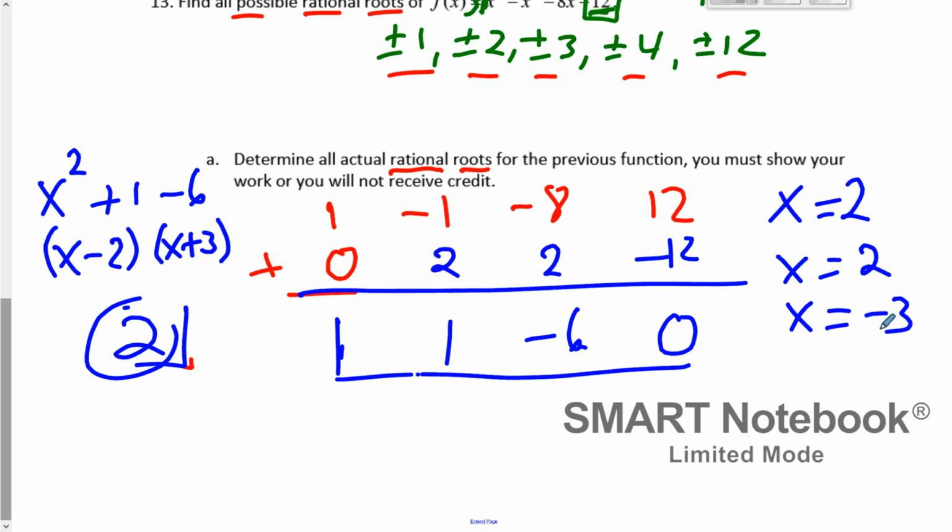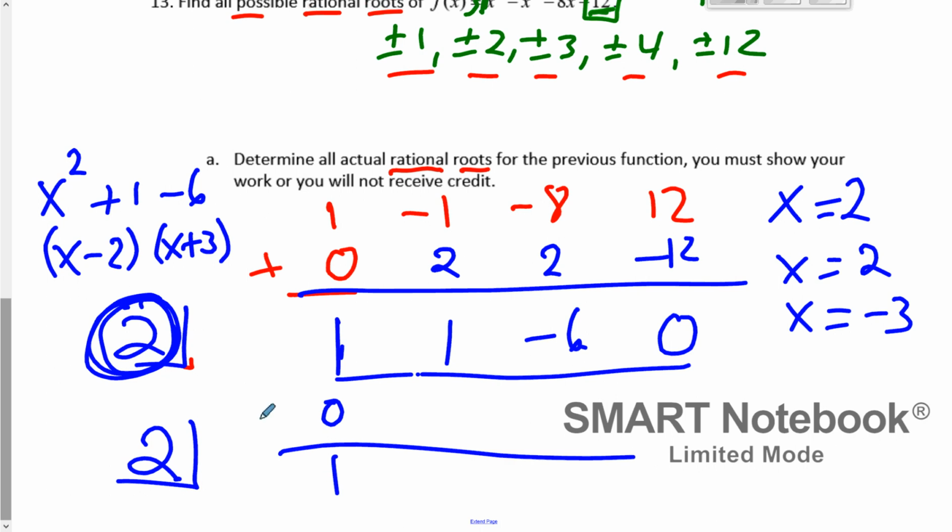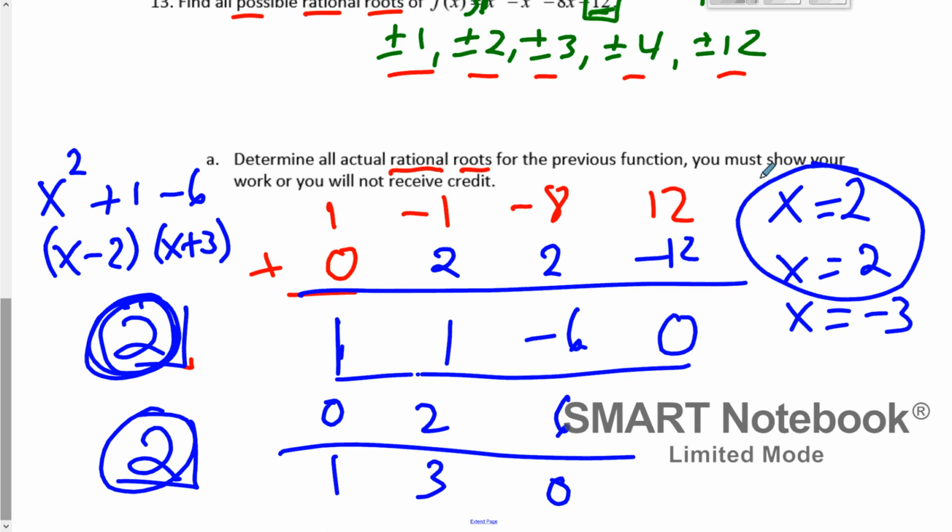Okay, so they're all 3. Or I could continue with synthetic division. If you continue with synthetic division, you have to test the one that you got again. So I would have to test 2 again, right? And it does work out. 1, 2, 3, 6, 0. It does work out again. That's why I have a multiplicity of 2 here. So those are all my rational solutions.